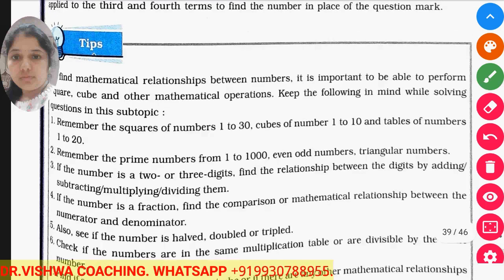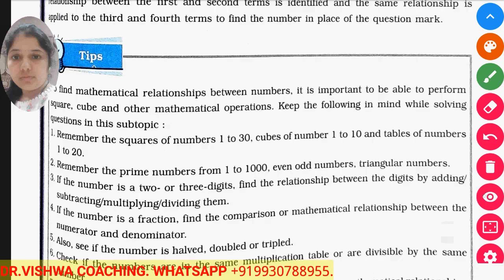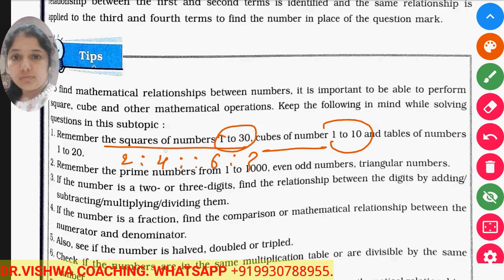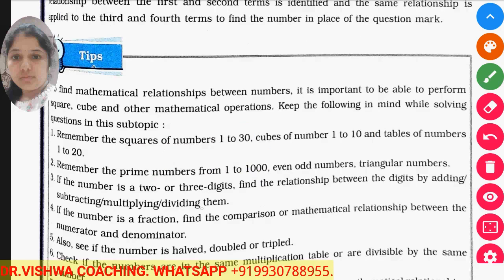For better understanding of this topic, you must know the squares of numbers from 1 to 30, the cubes of numbers from 1 to 10, because there might be given 2 and 4, and we have to find a relation between 6 and question mark. So the 2 square is 4, so the square of 6 will be our answer, that is 36.